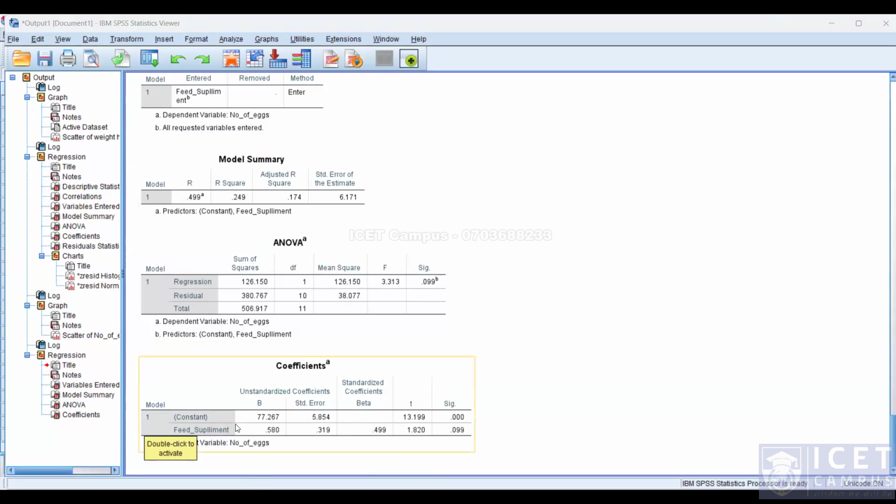Then we can write our regression equation. The dependent variable, number of eggs, equals 77.268 plus 0.580 times feed supplement. So that should be the regression equation.